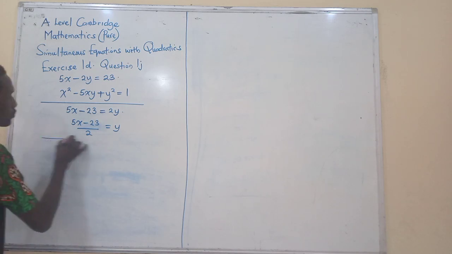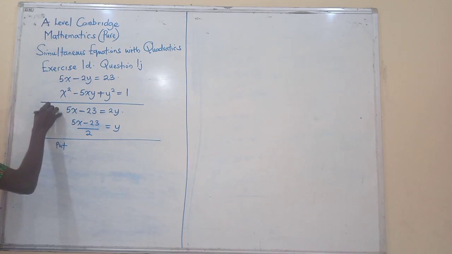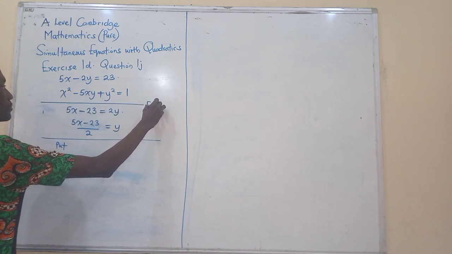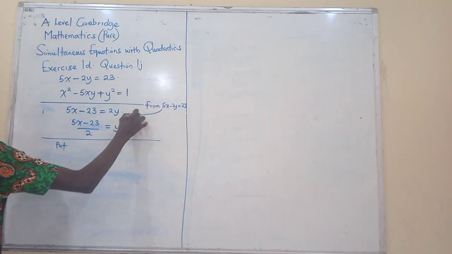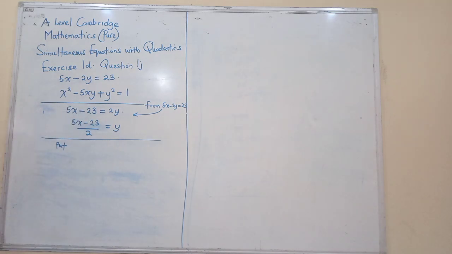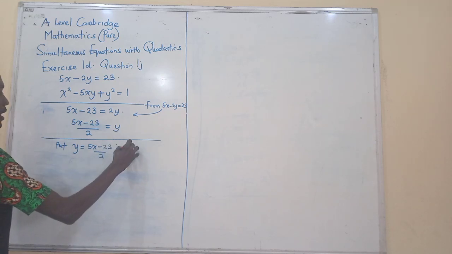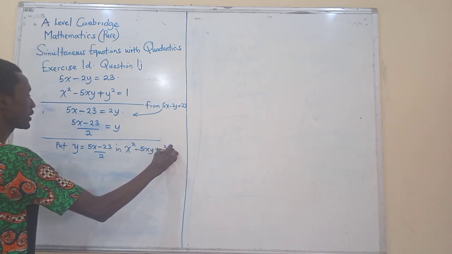So with that, I'm going to say from 5x minus 2y equal to 23, so that anybody following will understand where this is coming from. Alright, so I will then put y equal to (5x minus 23) over 2 in x squared minus 5xy plus y squared equal to 1.